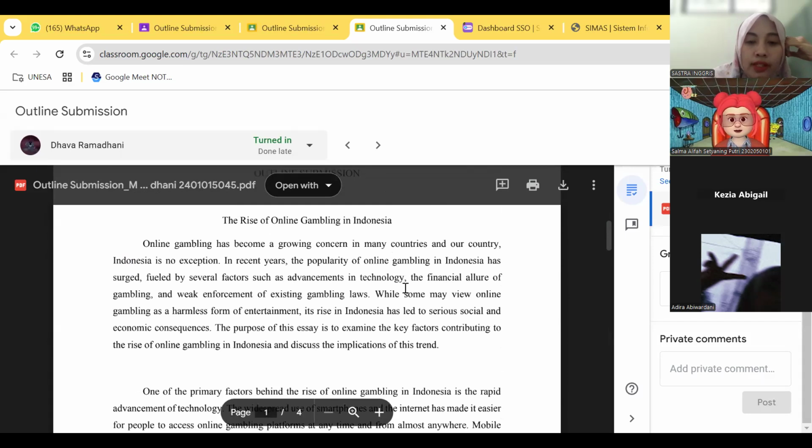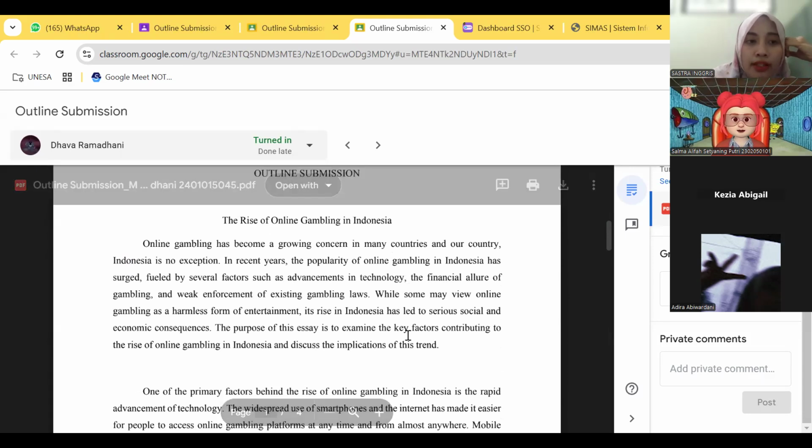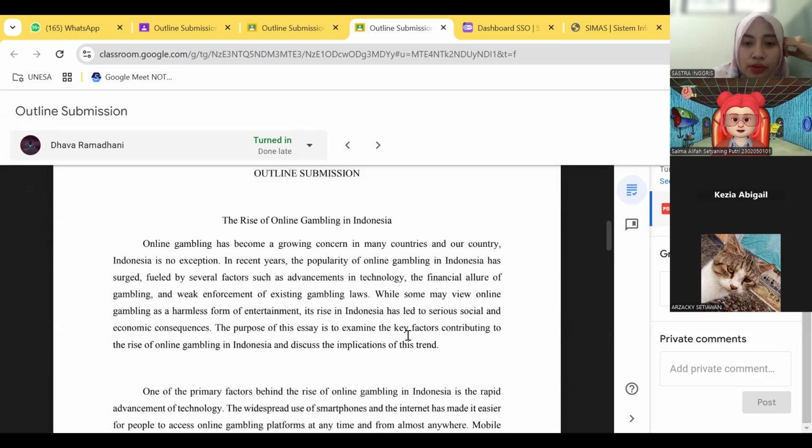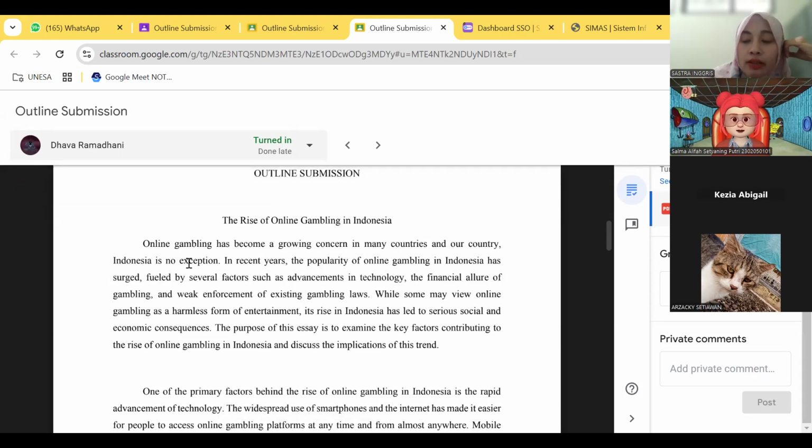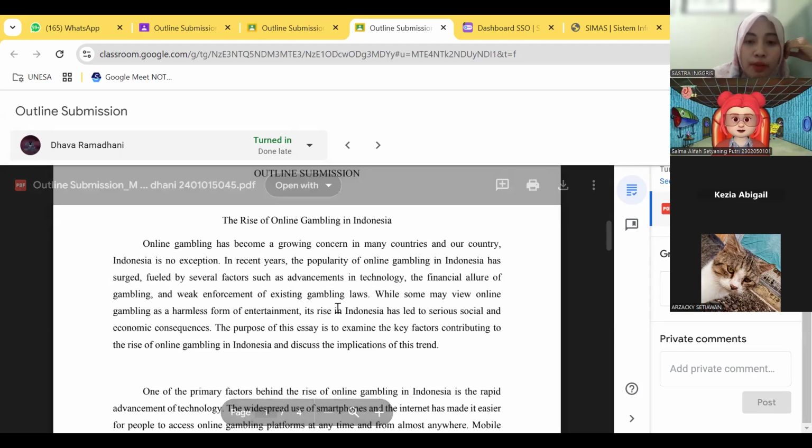Okay. So yes, here you need to provide the source. If you're stating that gambling has become a growing concern in many countries, especially Indonesia, then you have to prove it with data, in order to validate your statement here. In recent years, the popularity of online gambling in Indonesia has surged, fueled, blah, blah, blah.